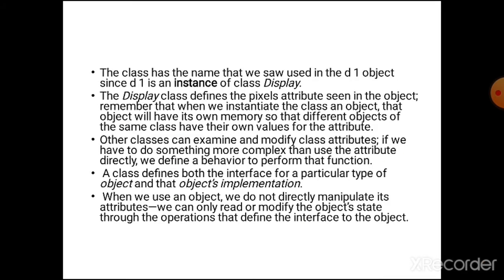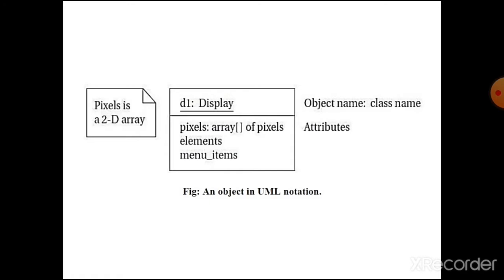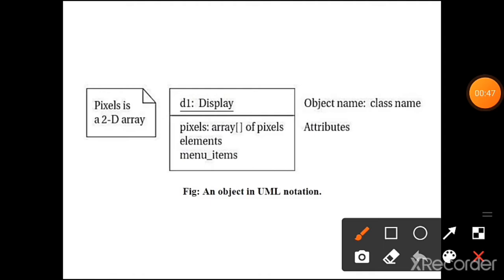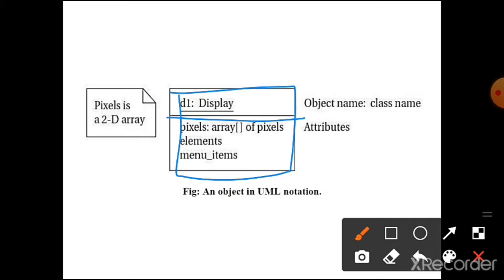The next one is the representation of an object in UML notation. The first is also represented as a rectangle. In the first section it defines the object name and class name: object name colon class name. Here Display is the class name, and it has an object whose object name is D1. The underline specifies that it's an object.